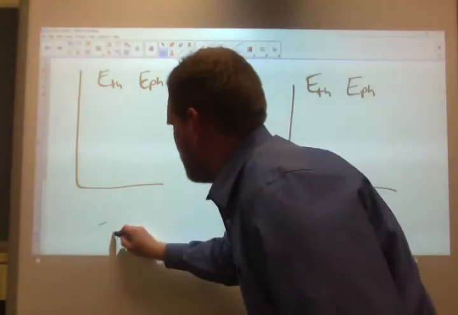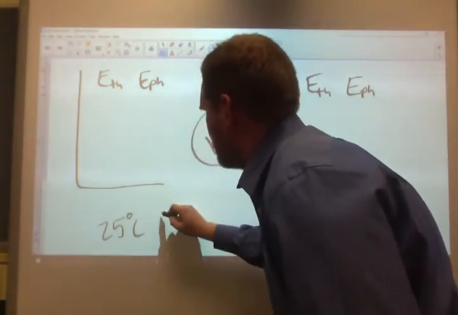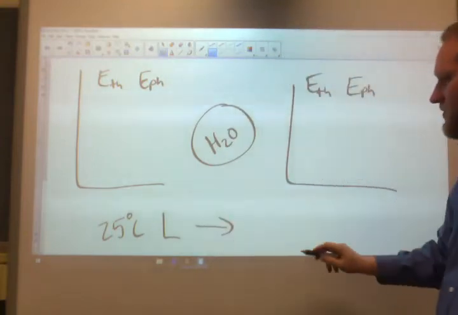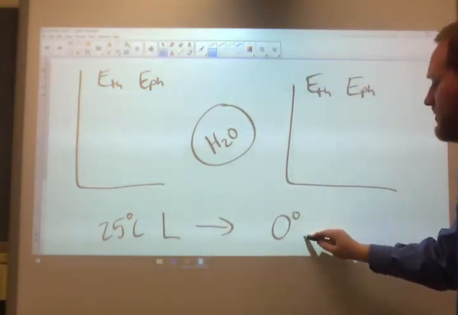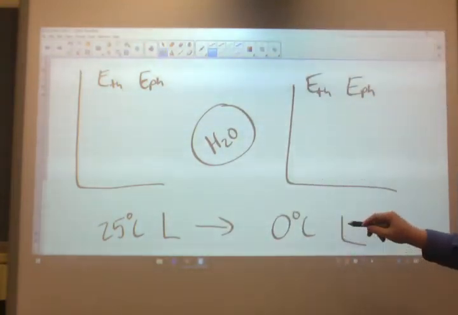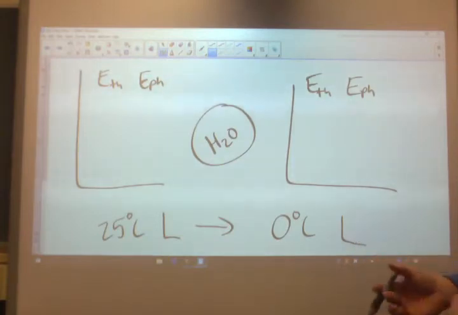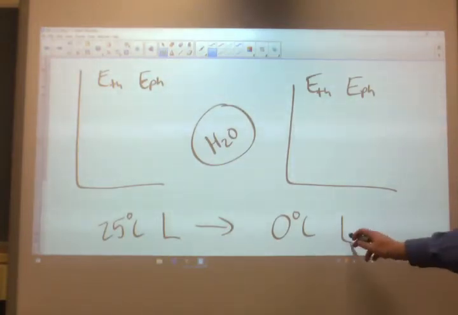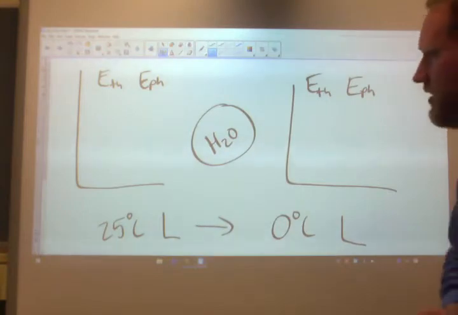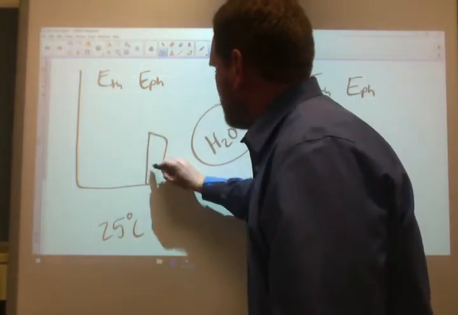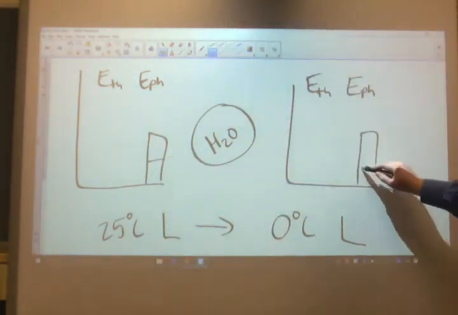So I'm going to say we're starting at about 25 degrees Celsius liquid. And this is going to drop in temperature until it reaches 0 degrees Celsius liquid. We're not going to say that it freezes yet. The freezing is its own separate step. So don't put solid here. Okay, liquid gets 2 bars of phase.